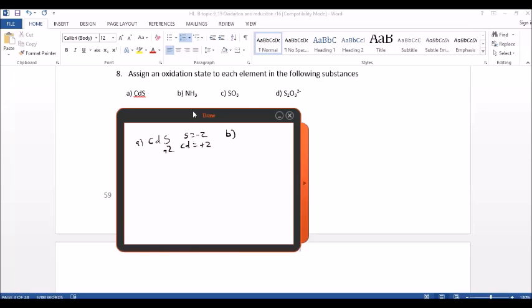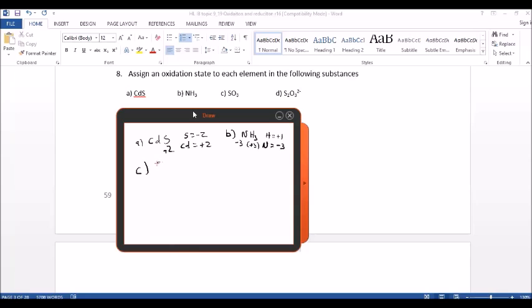In B, NH3, remember the rule is we give hydrogen a +1. So that's what I'm going to do there. So if hydrogen is +1, that is a sum total of +3 here. So therefore the nitrogen, to make that equal 0, nitrogen's oxidation state has to be -3 in this case.